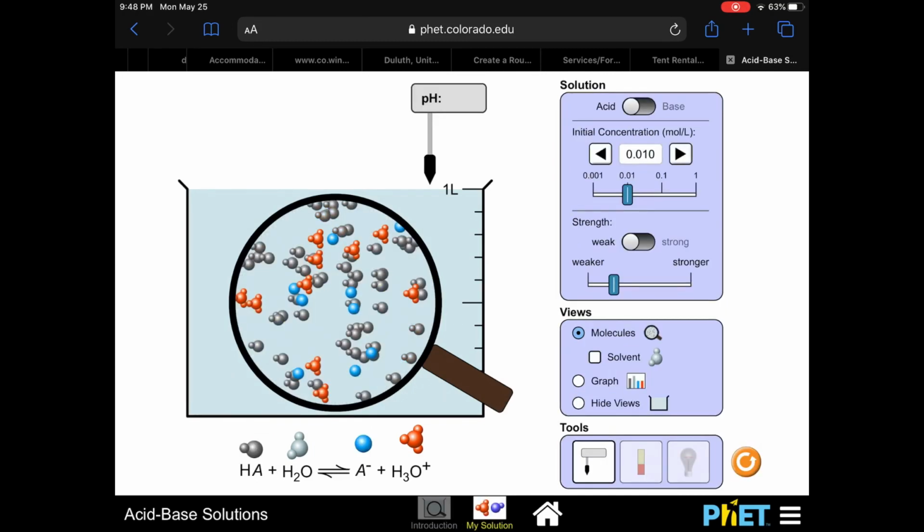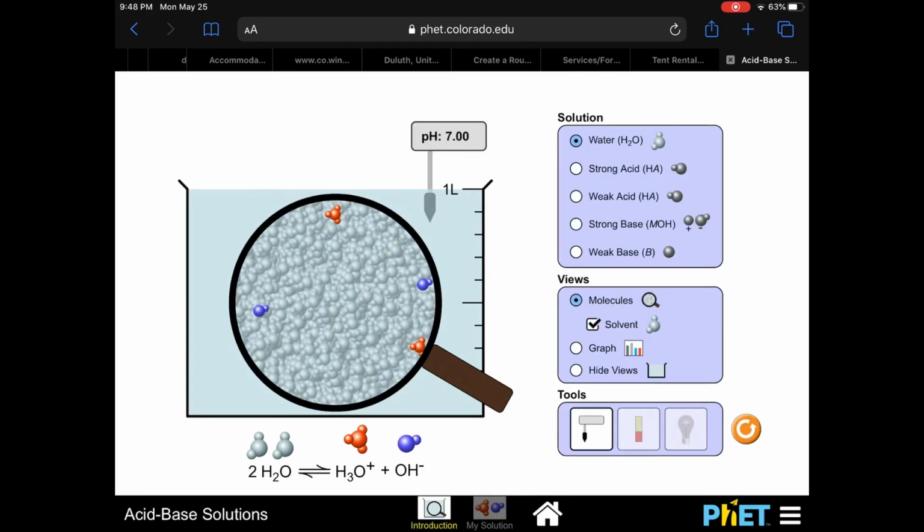And every time you see a blue one, think base. We have two acid ions, two hydronium ions, and two base ions, which are hydroxide ions. Since they're equal, that's why our pH is 7.